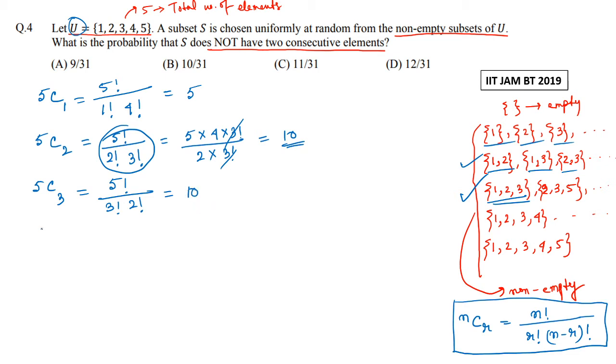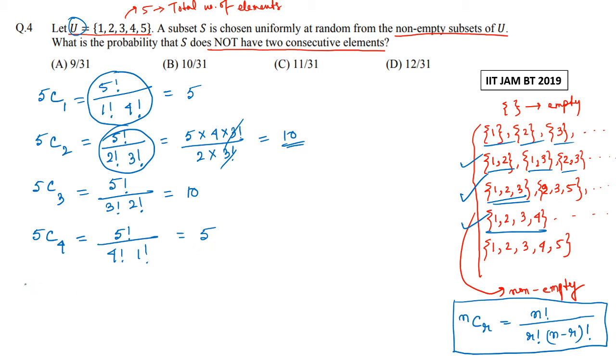Okay, next, this case, where the subsets have 4 elements out of 5. So 5C4 is equal to 5 factorial divided by 4 factorial into 5 minus 4, that is 1 factorial, that is equal to 5. The calculation is similar to this one. So here the number of subsets is 5.